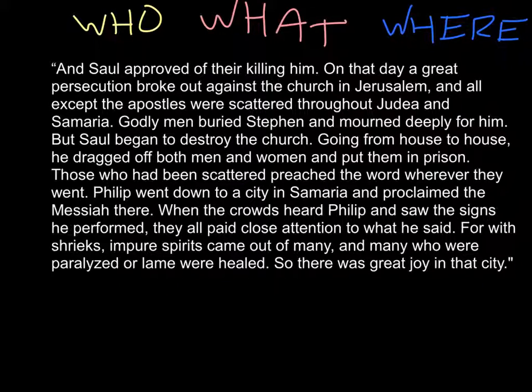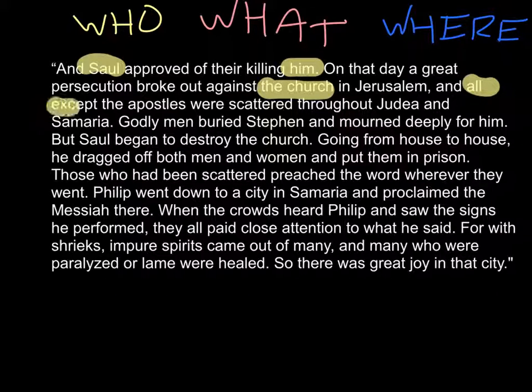So let me show you, first of all, Saul. You want to highlight Saul. Saul is a who. Okay, but then in the very same sentence, Saul approved of their killing him. Him is a who. So when you see that, you want to highlight it and note it so it'll help you in your study as you observe. As we continue, the next time that we see a who is when we come to the church. Then next it says all except the apostles, that's who, were scattered throughout Judea, Samaria. Godly men, that's a who. Buried Stephen, that's a who, obviously, and mourned deeply for him.